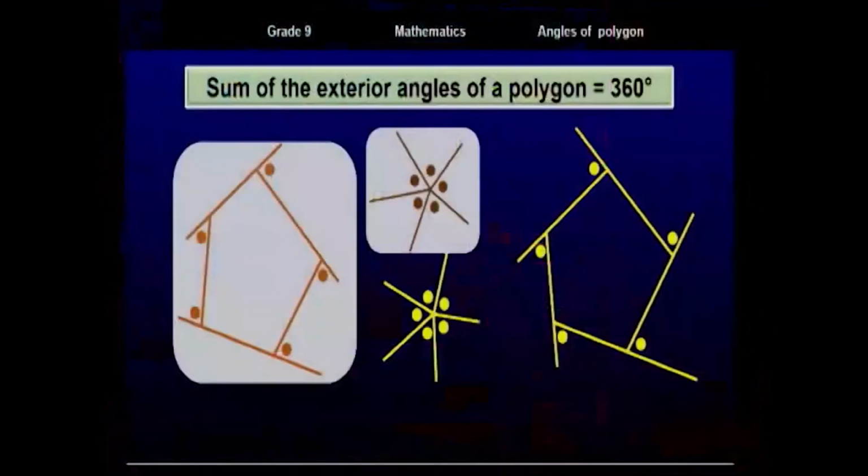There are some polygons in here. Now you can see the exterior angles joined at one vertex. Those angles around that vertex are equal to 360 degrees. Now we are going to do some questions.